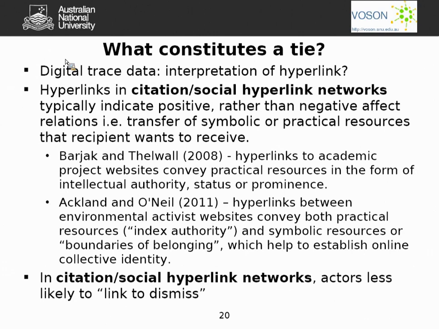In a paper that I have with Matthew O'Neill in Social Networks, we looked at hyperlinks between environmental activist websites, and we argue that hyperlinks in that context convey practical resources in terms of what we call index authority. That leads to a website being more prominent because it is more highly ranked on a web index or a search index. And also symbolic resources, or what we call boundaries of belonging, which help to establish online collective identity. In citation and social hyperlink networks, I believe that actors are less likely to link to dismiss. What they're more likely to do is simply ignore an actor that they don't agree with.